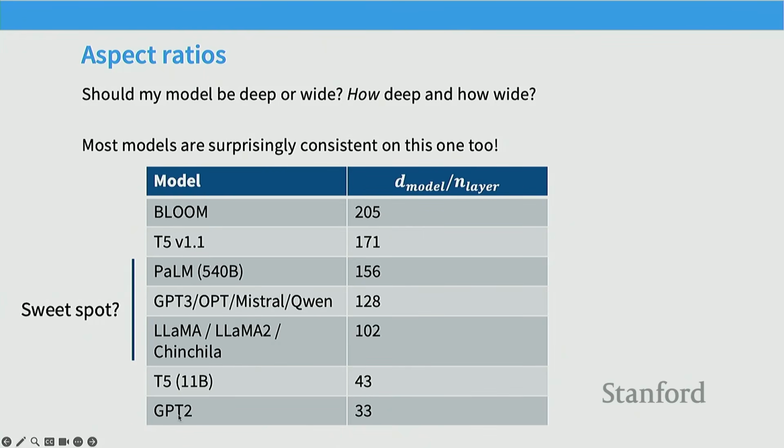There have been some outliers. Some of the early models used much smaller ratios here, which means that they were much wider than they were deep. And then some models have gone really deep, the other way around, where they had way more D model than N layer. And there's been generally a sweet spot of saying we want about 128 hidden dimensions per layer. And that has been generally stuck to by a lot of the GPT-3 and Llama variant models. And I'll talk a little bit about evidence for that in a second.